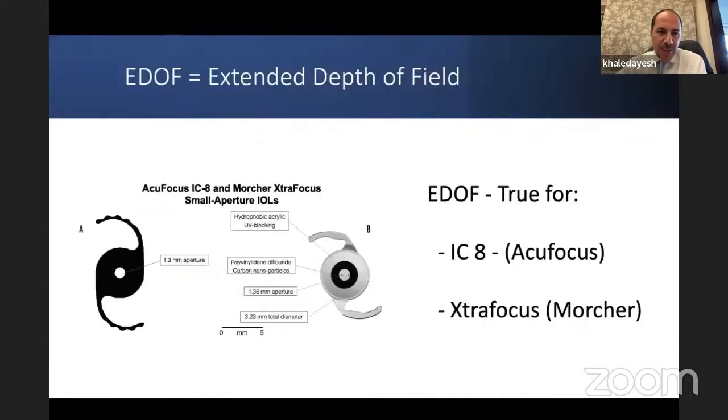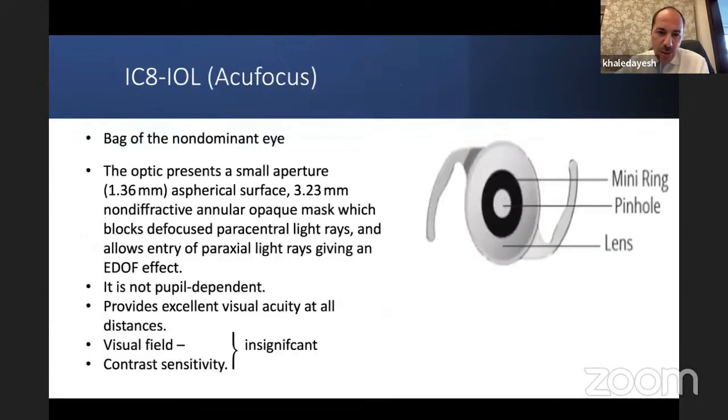Now, when we talk about the EDOF extended depth of field lenses, this is actually true for only two lenses. When we define EDOF lenses in their pure way, there are only two true EDOF lenses. One is the IC-8 from AcuFocus, and the other is the extra focus from Morcher. And why are these the true EDOF lenses?